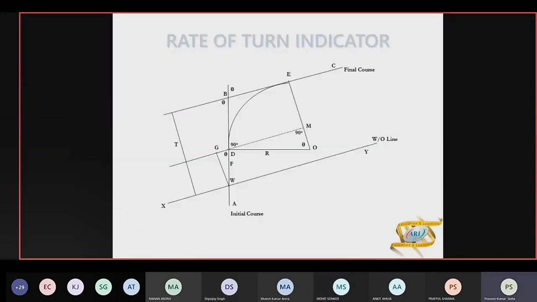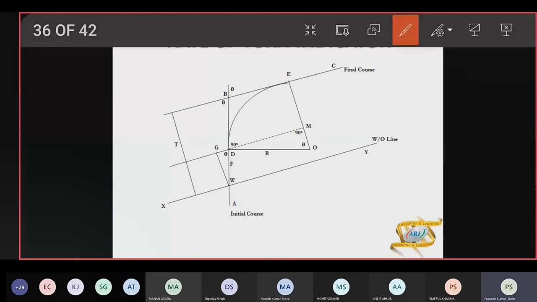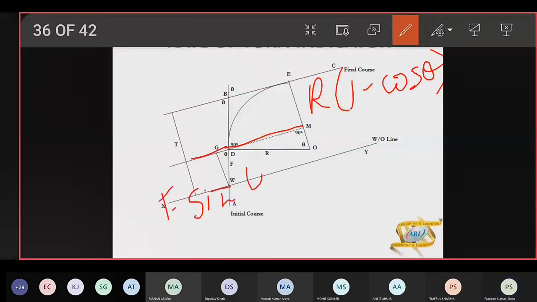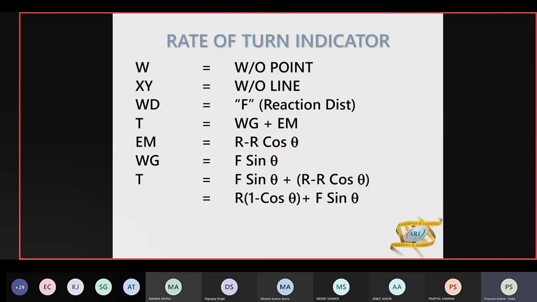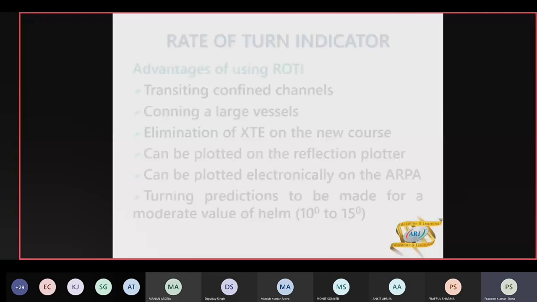So next, this is what we had done already. From that, we dropped here. This became r into 1 minus cos theta, and this became f sin theta. So this plus this is the t as indicated here. So there is no confusion, so we leave it.